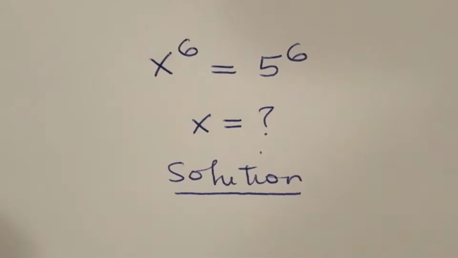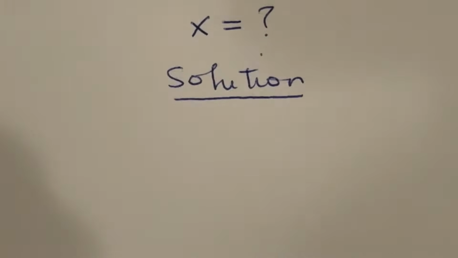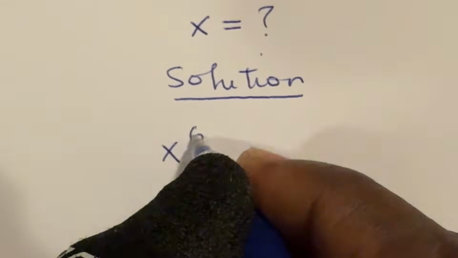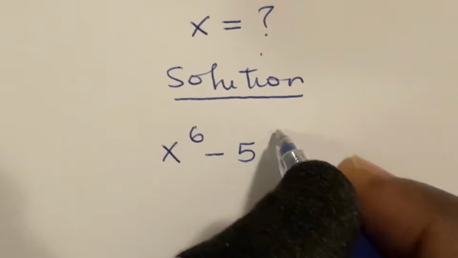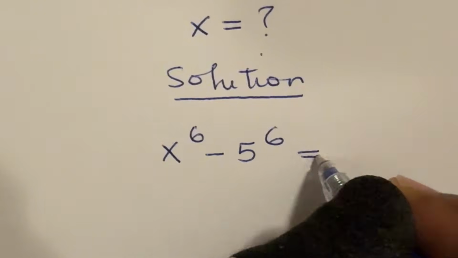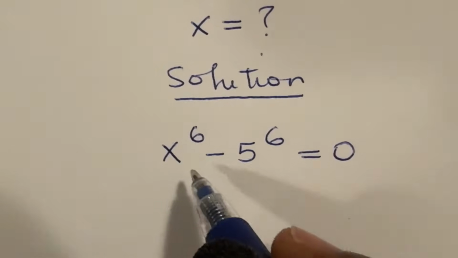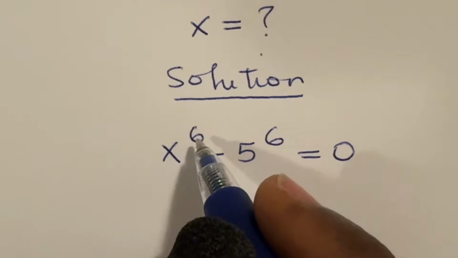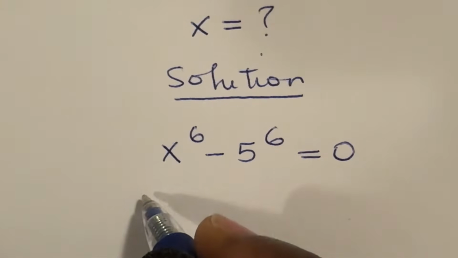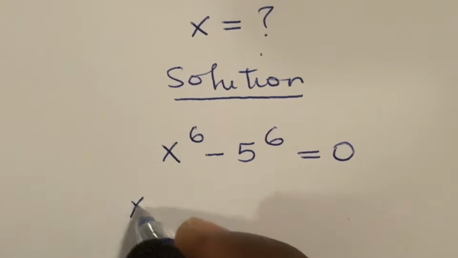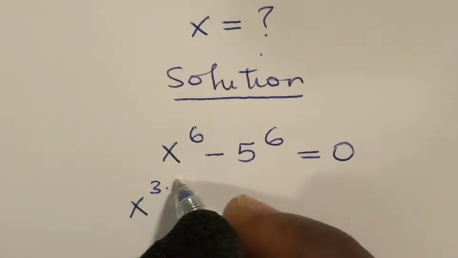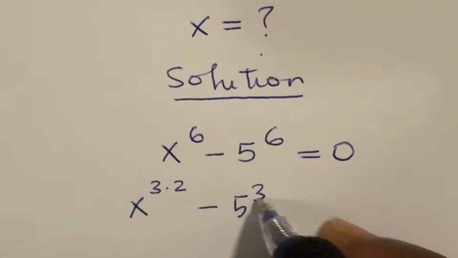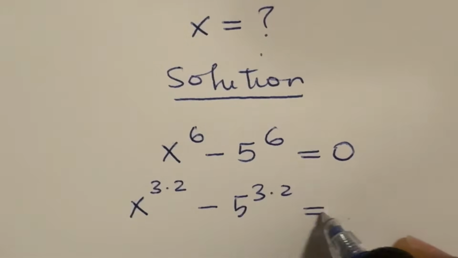I'll transfer 5 raised to power 6 to the left-hand side so that I have x raised to power 6 minus 5 raised to power 6 is equal to 0. The power 6 on both terms can be expressed as 3 times 2. So this becomes x raised to power 3 times 2 minus 5 raised to power 3 times 2 is equal to 0.